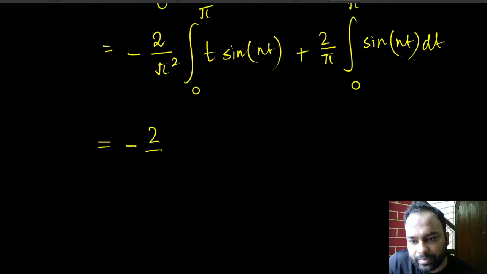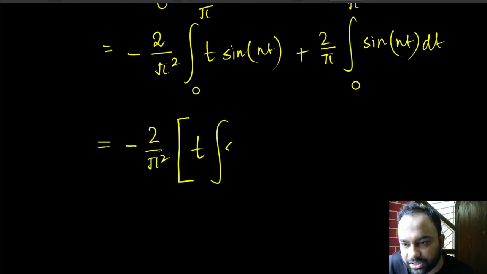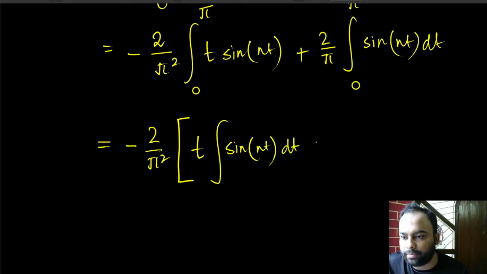So I have minus 2 by pi square. Now I have a situation where I shall have to use integration by parts, right? So let me write down the entire expression. For integration by parts, we choose the first function such that it can be easily differentiated, and the second function such that it can be easily integrated. Of course t can be easily differentiated, and after differentiation it reduces to 1. So t is going to be my first function, and we use the integration on the second function, sine nt dt. All of you already know the formula for integration by parts.